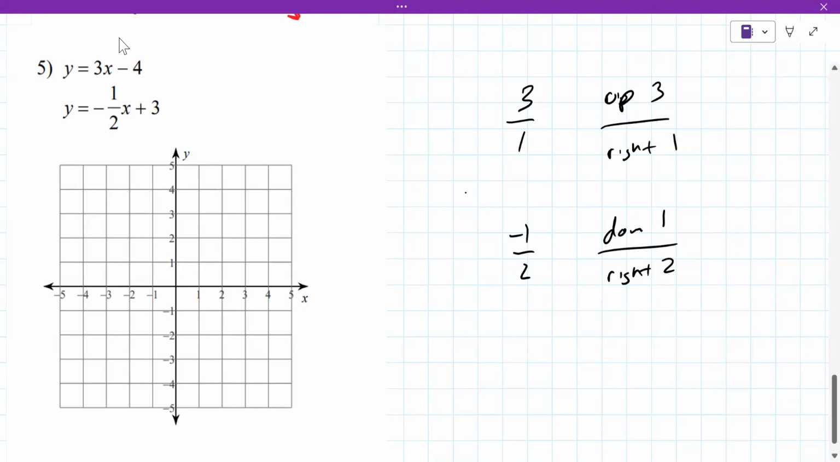And then 3. Would the 3 on the second one be on the right, or would it go up? It's always the y-intercept. It's always the y-axis where you start. Okay, yeah, so the second number, 3.